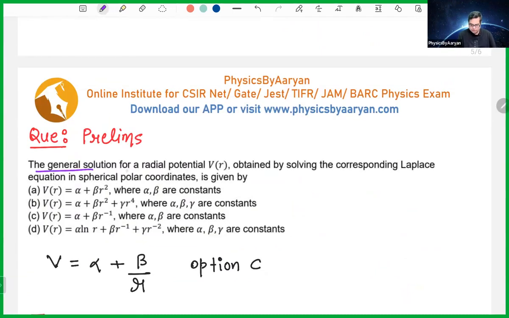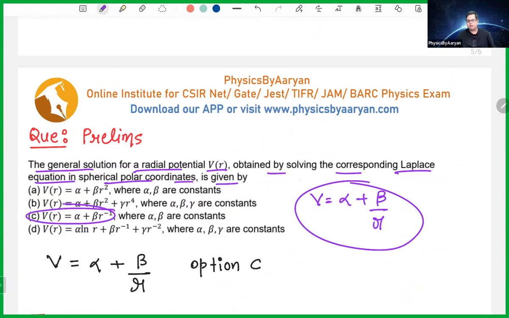So they're saying that the general solution for the radial potential obtained by solving the corresponding Laplace equation in spherical polar coordinates is what? So obviously it is option number C, because in option number C, you see alpha plus beta by R. Yes, it is similar to what we have got, A plus B by R, or A by R plus B. So a very similar form of what we got. A and B are replaced by alpha and beta. Right? So option number C is correct. Direct formula they are asking.